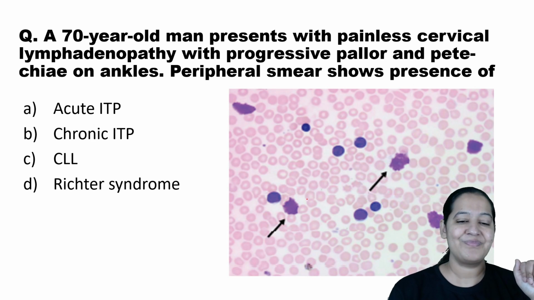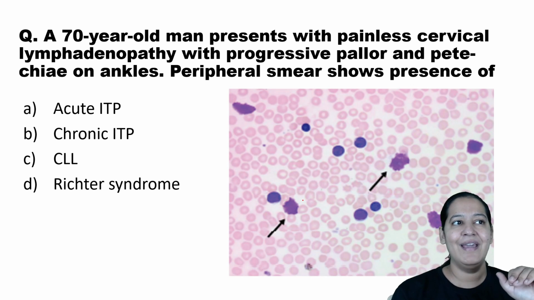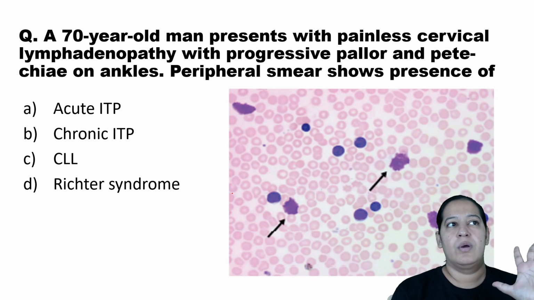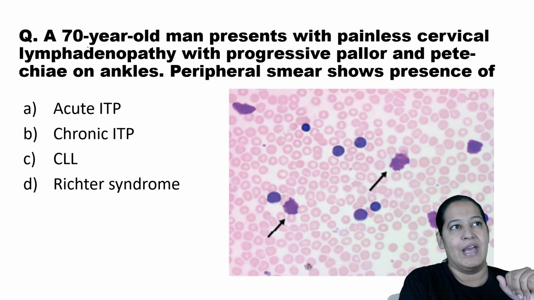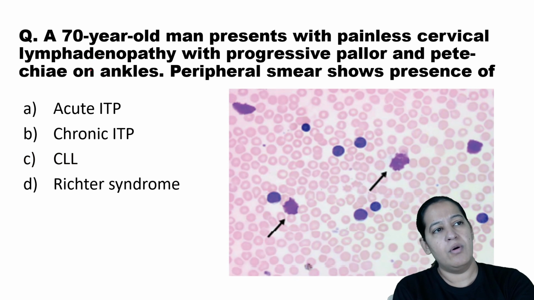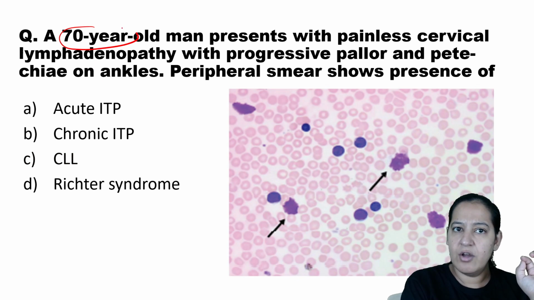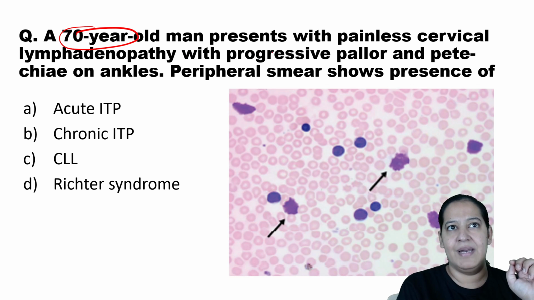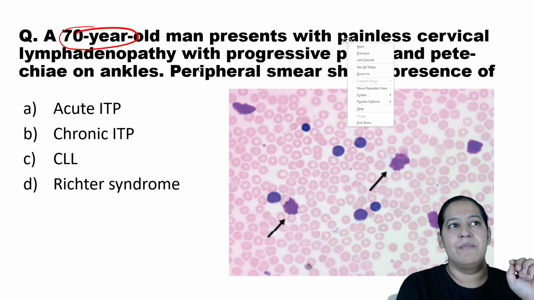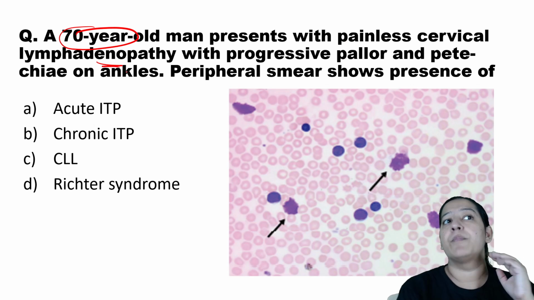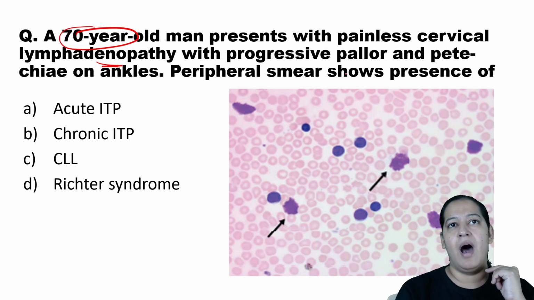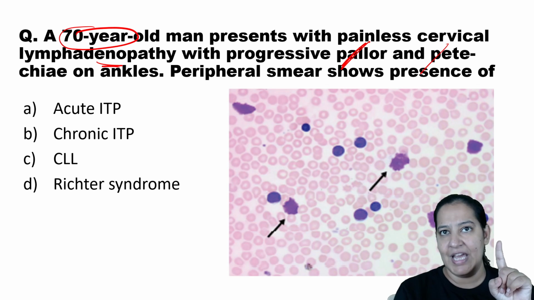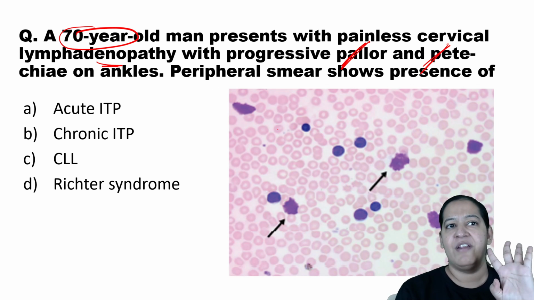Next question. So you can see here, what is the image showing? Read the question. Okay, I will show you the image separately also. A 70-year-old male presents with painless cervical lymphadenopathy with pallor and petechiae. Pallor means anemia, petechiae means thrombocytopenia. And a peripheral smear is given to you.